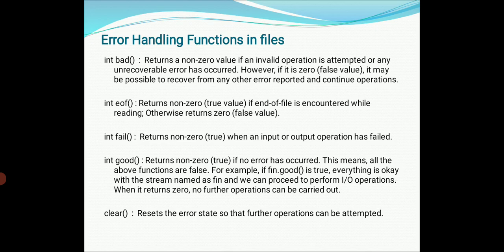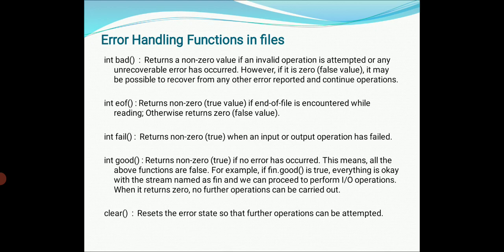The second function is eof, that is, end of file. It returns non-zero, that means 1 or a true value, if the end of the file is encountered while reading, otherwise it returns 0. The next function is fail. It returns a non-zero value when an input or output operation has failed, otherwise it returns 0.